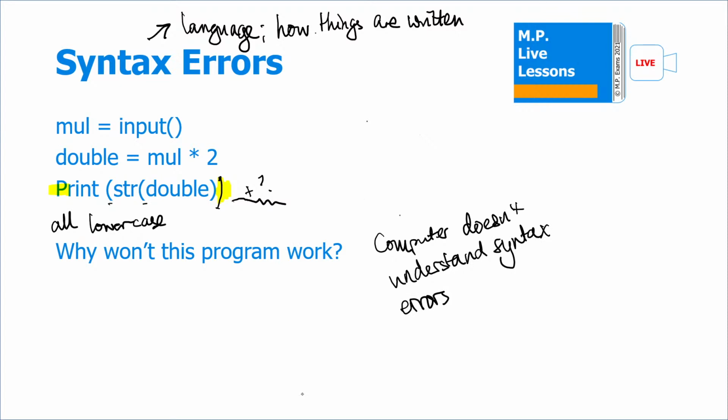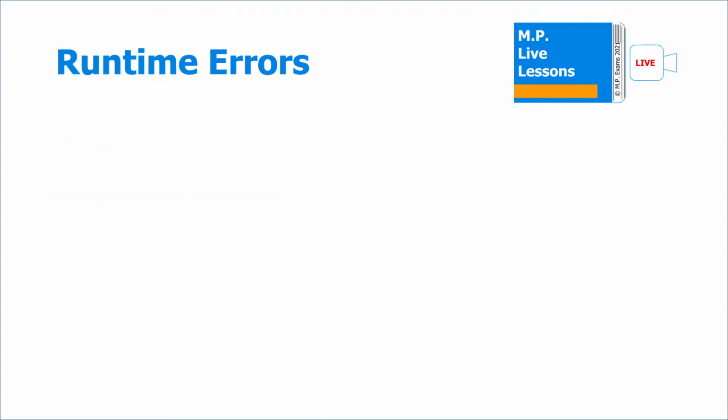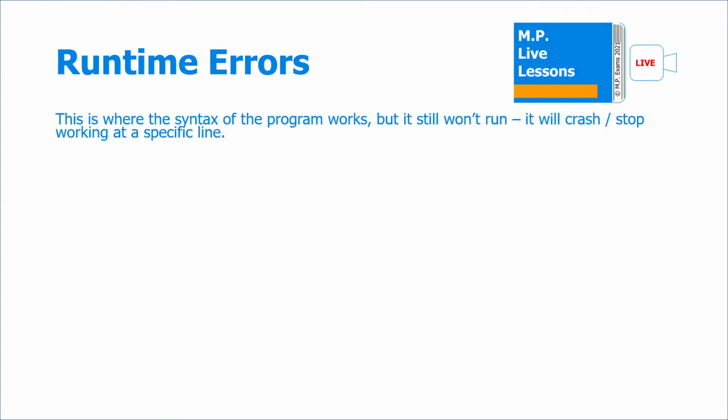The next thing you need to look at are runtime errors. This is where the syntax works, but it still won't run. For example, it will crash at a certain point, because whenever you reach an error, like a syntax or runtime error, the program will just stop because, again, the computer doesn't know what to do. Now, here's an example. One of them could be something that doesn't exist.